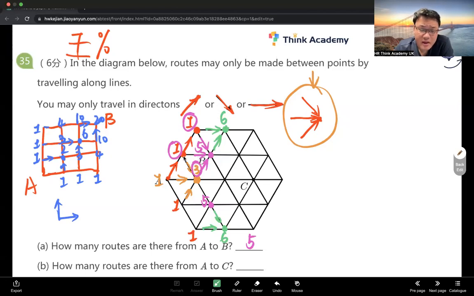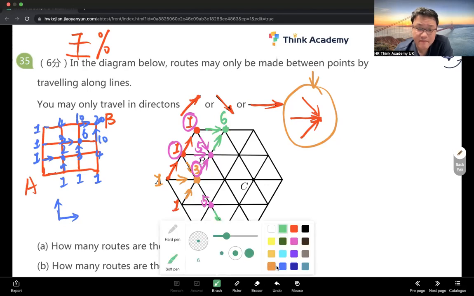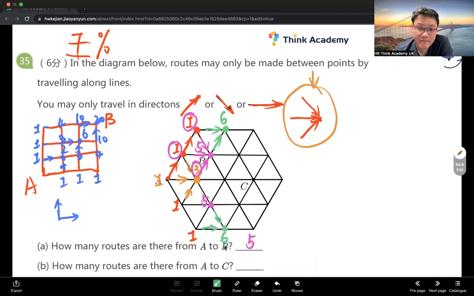1, 2, 3. Because you said that for the 1 to 5, like 1 and 5, there's 6 different ways to get to that spot. And then for the 1 and 3, is it also 5 or 4? 1 and 3. Oh, that 3 means if you want to go to this spot, you have 3 different ways in total.